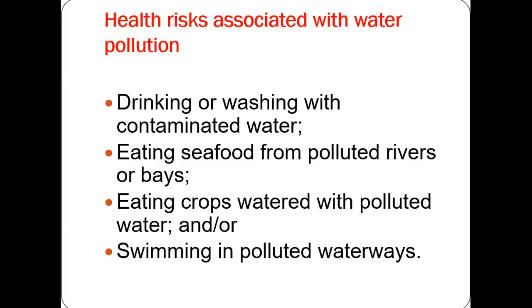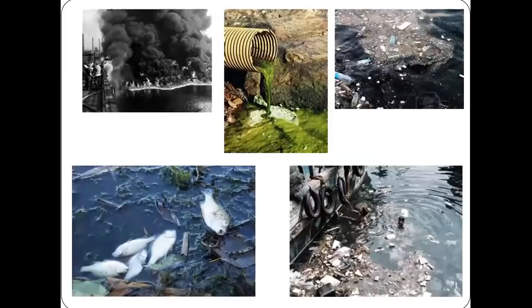Eating crops that are watered with polluted water can also become a health risk. And swimming in polluted waterways can also become a health risk associated with water pollution. So if we're going to use polluted water, the tendency is we also pollute ourselves. So these are the pictures of how we usually pollute our waterways. And in return, by polluting the waterways, the tendency is that we destroy the ecosystem.